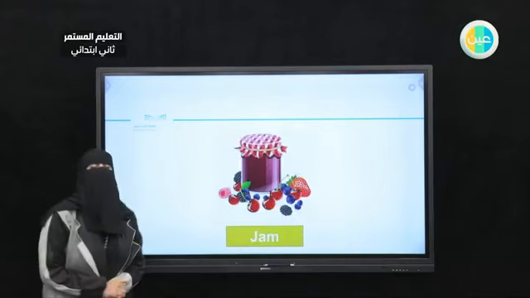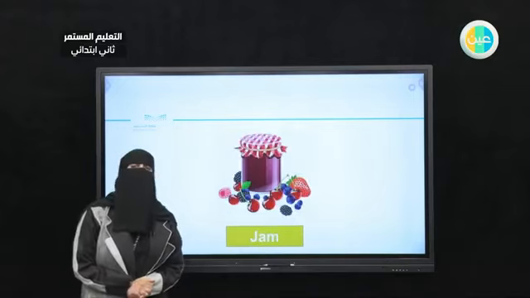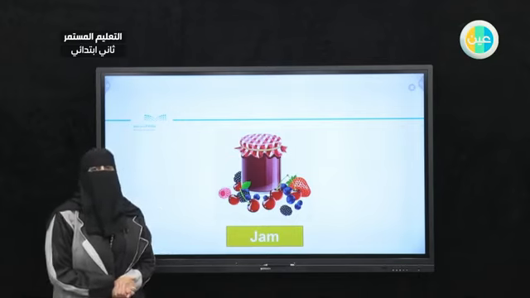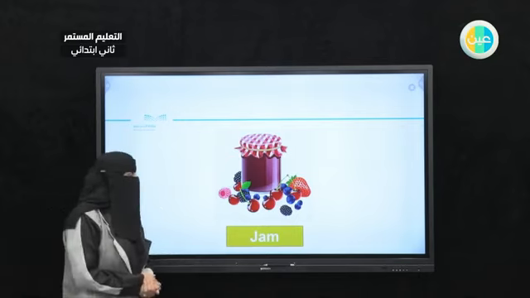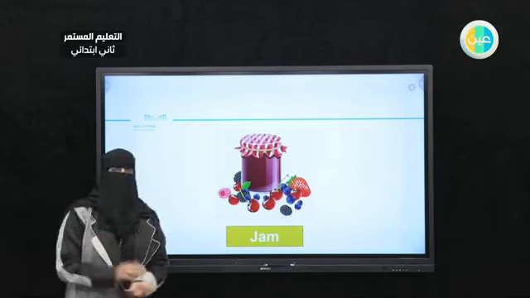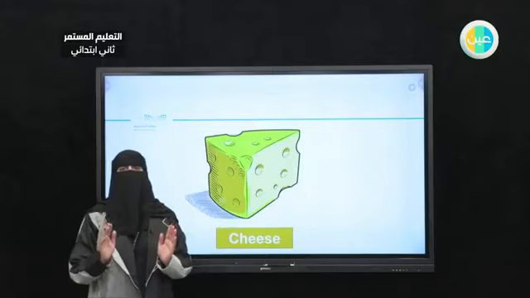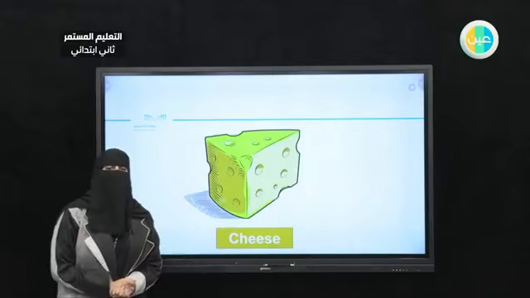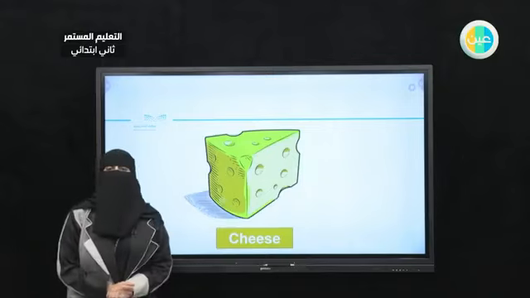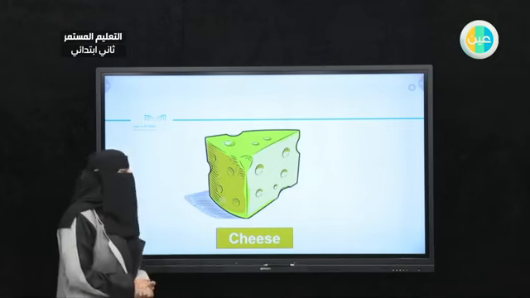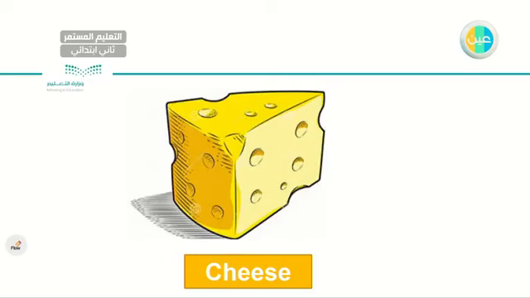Next one I have is jam. Jam. One more time. Jam. Very good. Next one I have is cheese. Cheese. One more time. Cheese. Very good. Remember, CH. We took this in the previous lesson.